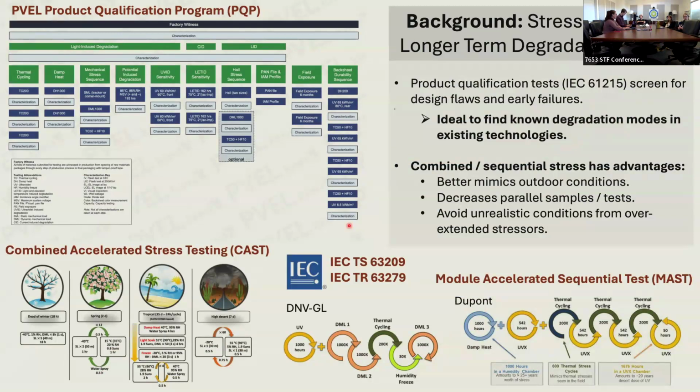There are some distinct advantages, like being able to better mimic outdoor conditions by having multiple types of stressors, potentially decreasing the number of parallel samples or tests that you have to run, and avoiding unrealistic conditions, for example, by overextending single factor stressors. So on the slide, we have some examples of different types of sequential or combined stress factors in the community. So there's PVEL's product qualification program at NREL. There's CAST, the combined accelerated stress testing. There are other things like here by DNV and DuPont for module accelerated sequential stress, and IEC has some sequences for sequential stressors.